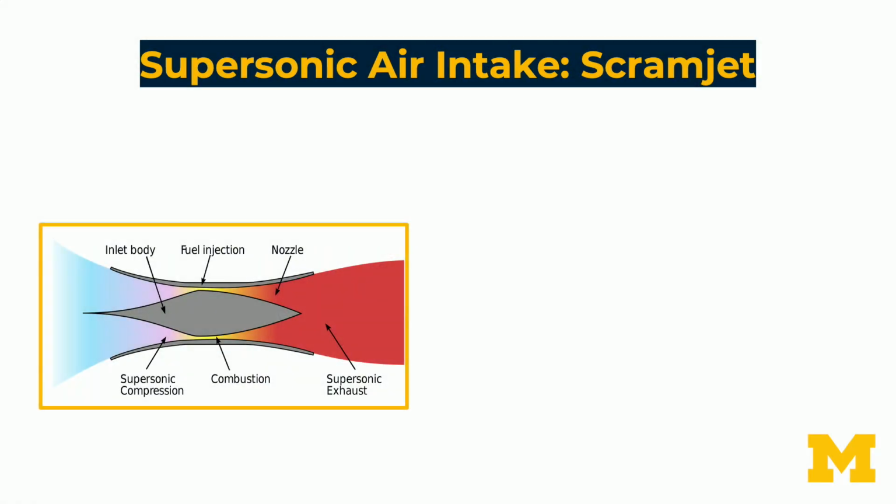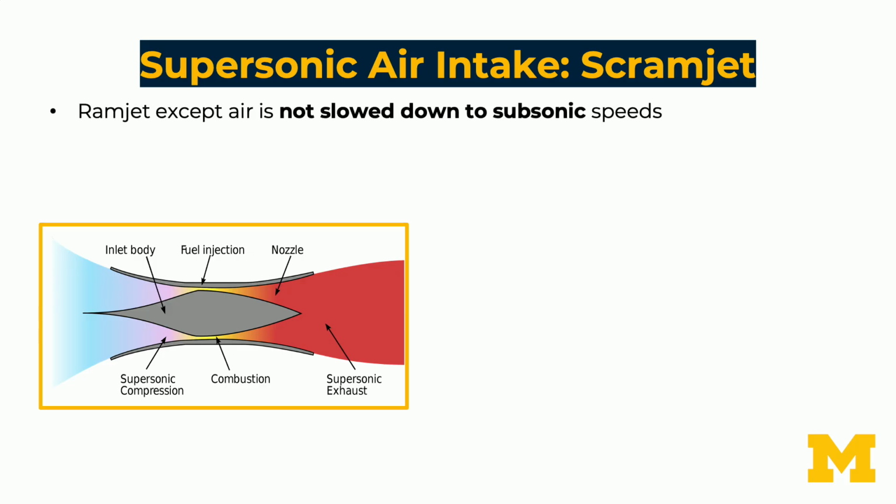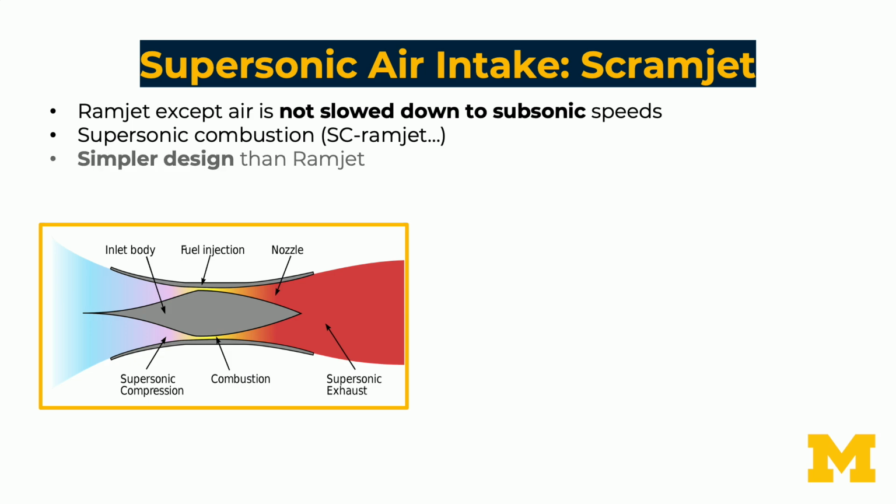So another supersonic air intake system is what's called the scramjet, which is amazingly like the ramjet, but it is supersonic combustion ramjet. So the ramjet air doesn't slow down to subsonic speeds. The compression actually happens at supersonic speeds. And so it's called the SC ramjet or supersonic combustion ramjet or scramjet engine.